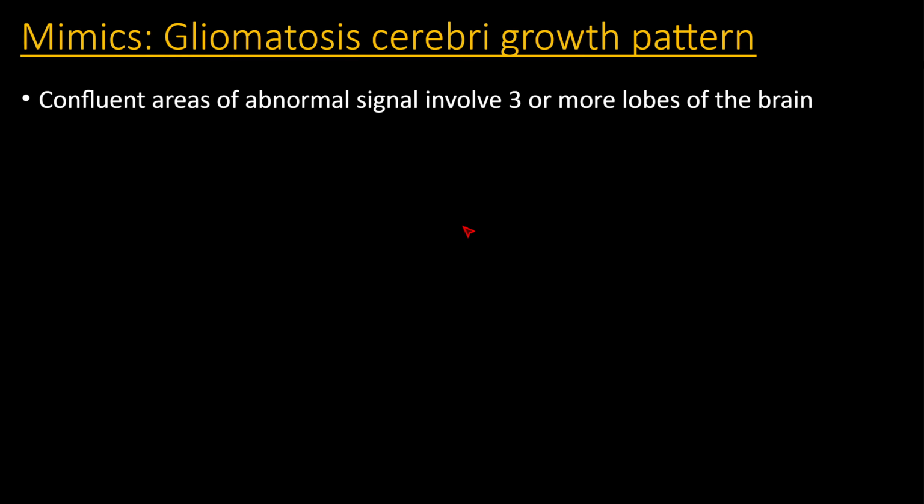The last mimic we'll talk about is the gliomatosis cerebri growth pattern. So the gliomatosis cerebri growth pattern refers to gliomas that grow in a certain way in which they have confluent areas of abnormal signal and involve 3 or more lobes of the brain. And I'll show you a couple examples of how these can mimic just non-neoplastic white matter diseases.